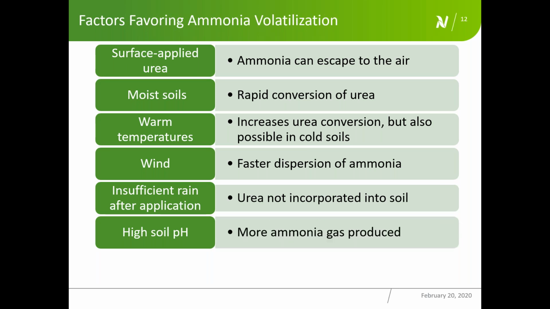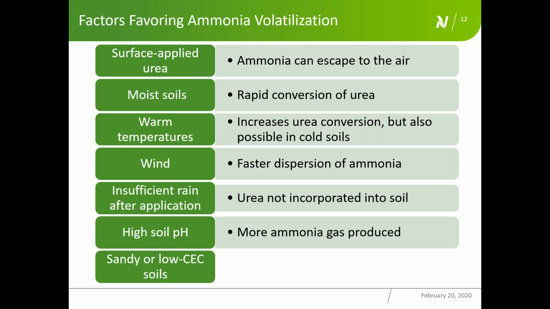High soil pH is a key factor. As soil pH increases, the equilibrium shifts from ammonium ions to ammonia gas. And that means more gas would be driven off, more gas would escape. So if we're in soil pHs of greater than 7, the potential for ammonia loss is greater. The potential for volatilization is greater. In acid soils, the potential is reduced. And then also sandy or low cation exchange soils.